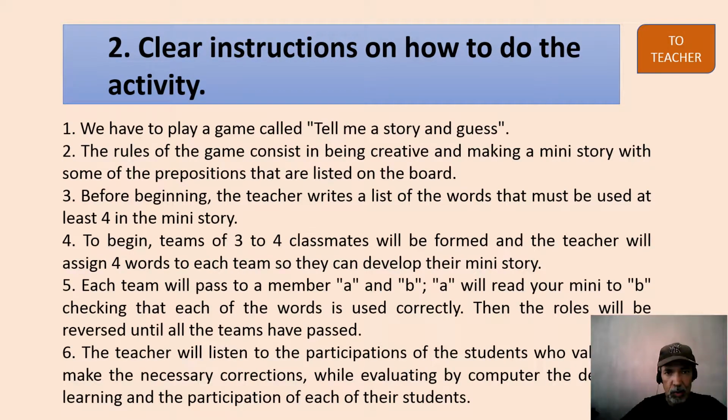This is number 2, clear instructions on how to do the activity. 1. We have to play a game called Tell Me a Story and Guess. 2. The rule of the game consists of being creative and making a mini story with some of the prepositions that are listed on the board. 3. Before beginning, the teacher writes a list of the words that must be used, at least 4, in the mini story. 4. To begin, teams of 3 to 4 classmates will be formed and the teacher will assign 4 words to each team so they can develop their mini story.